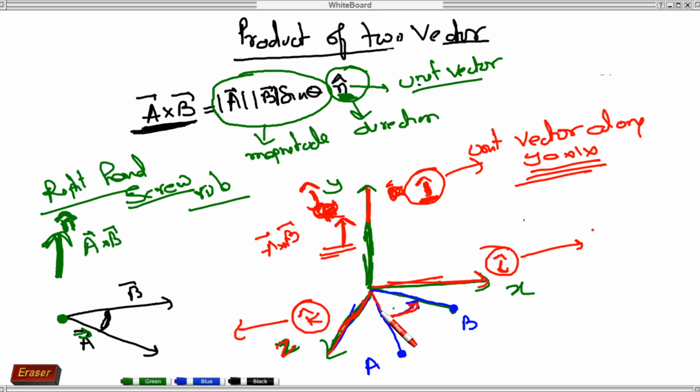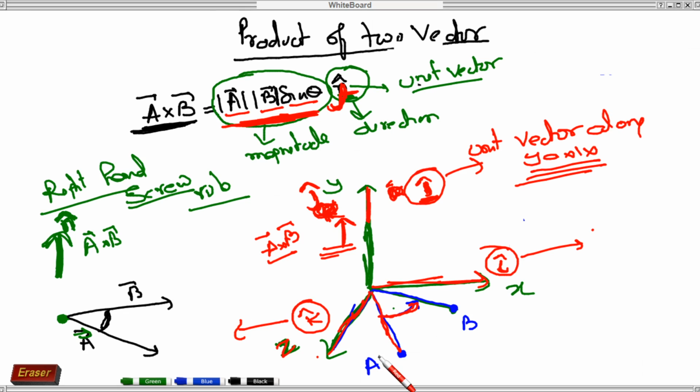So here you can see that these two vectors are in the xz plane. So we wrote here A cross B. In this way, the magnitude will be modulus of A, modulus of B sine theta, and this will be j if they are in the xz plane.